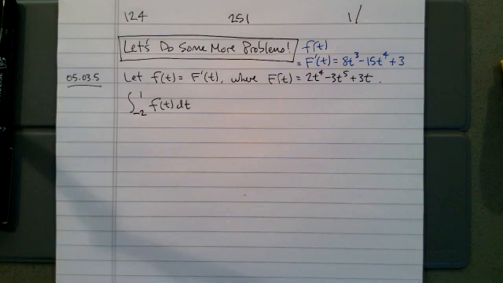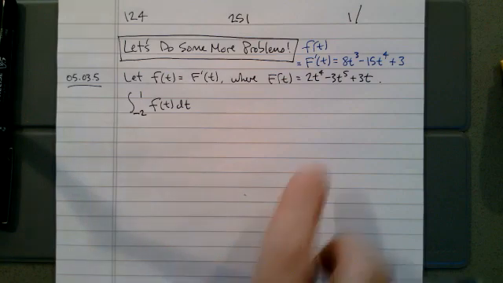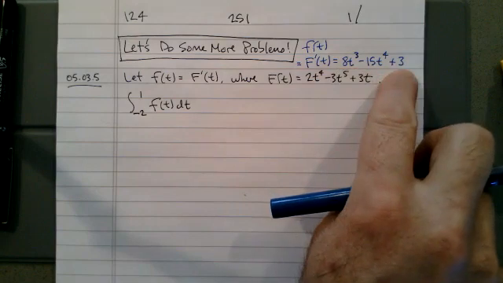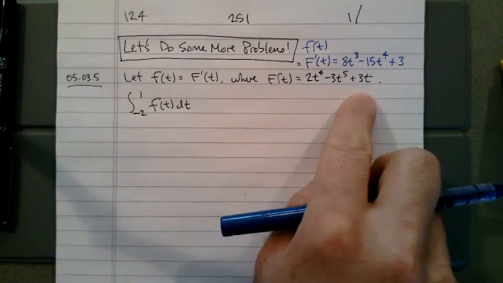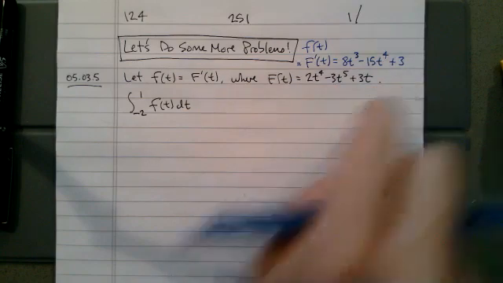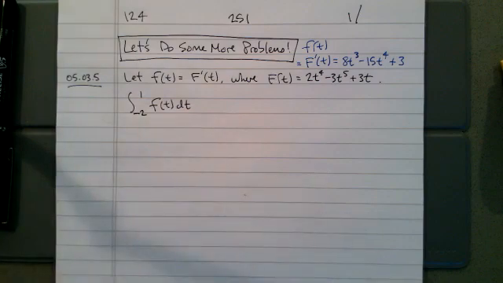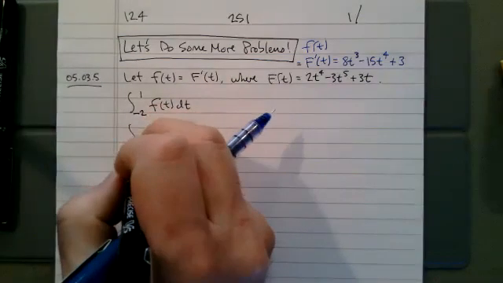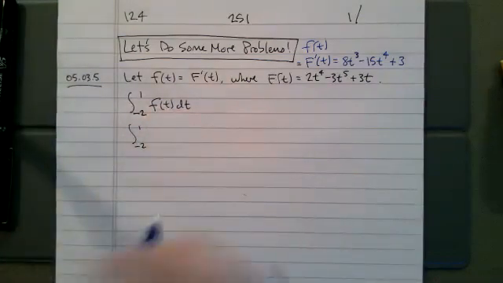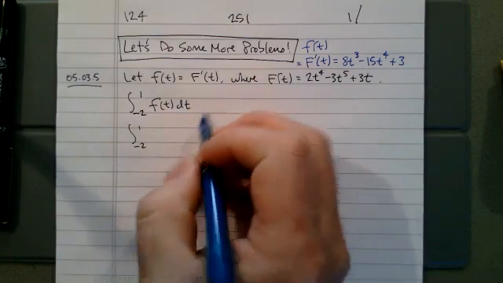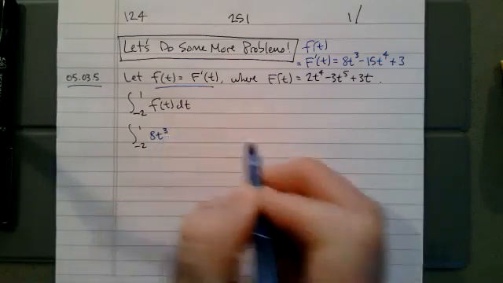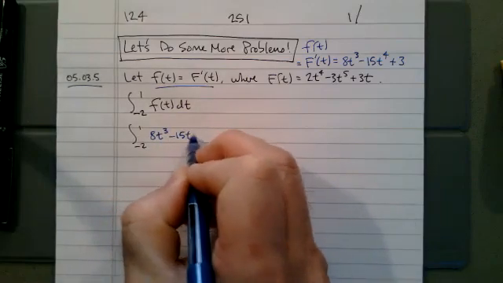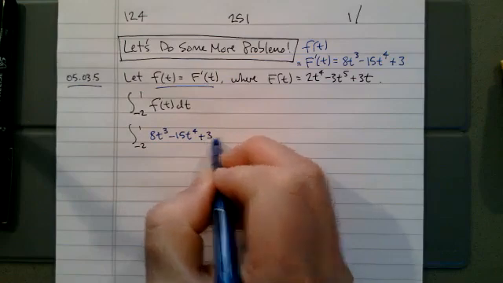The first thing that we would do is find the antiderivative of the 8t to the third minus 15t to the fourth plus 3, which is 2t to the fourth minus 3t to the fifth plus 3t, and evaluate that from -2 to 1. So what this problem really looks like is the integral from -2 to 1 of f prime, using this information here, 8t to the third minus 15t to the fourth plus 3 dt.